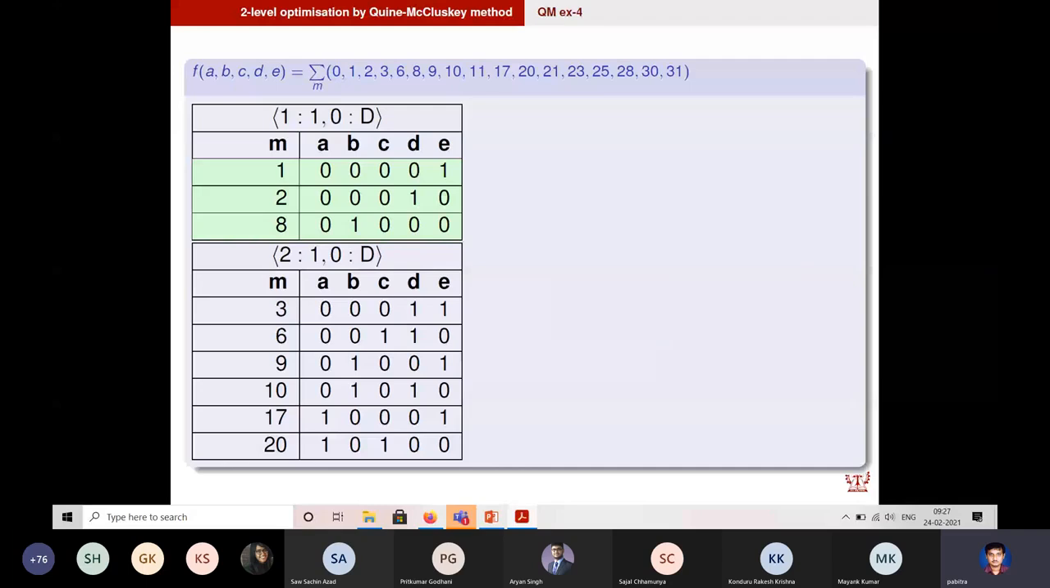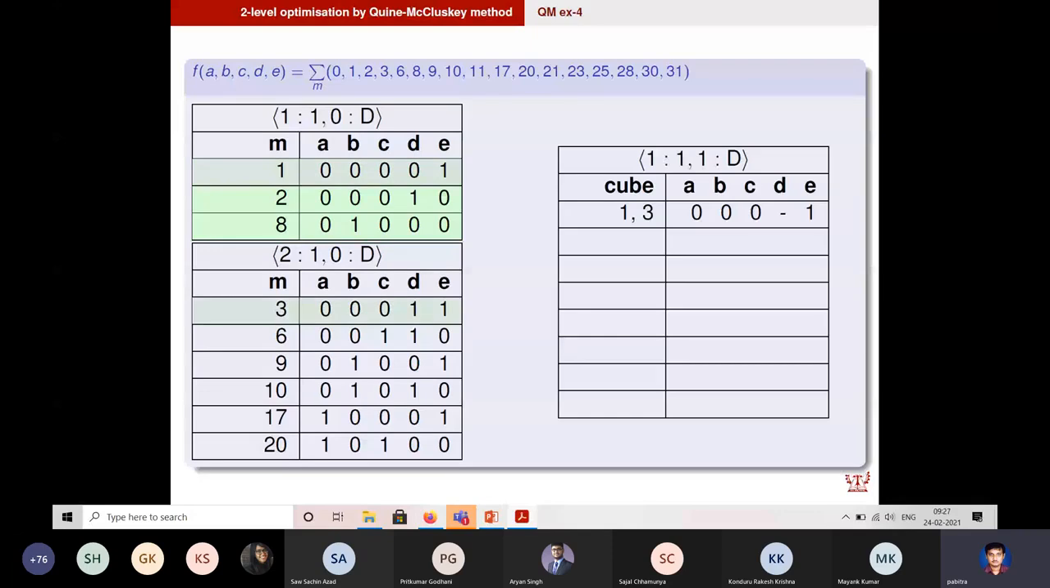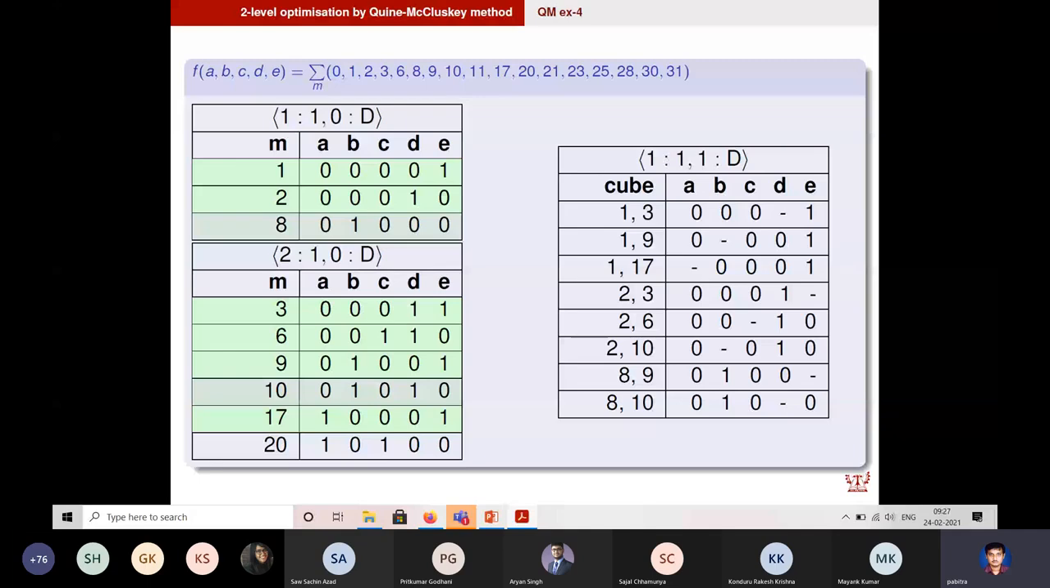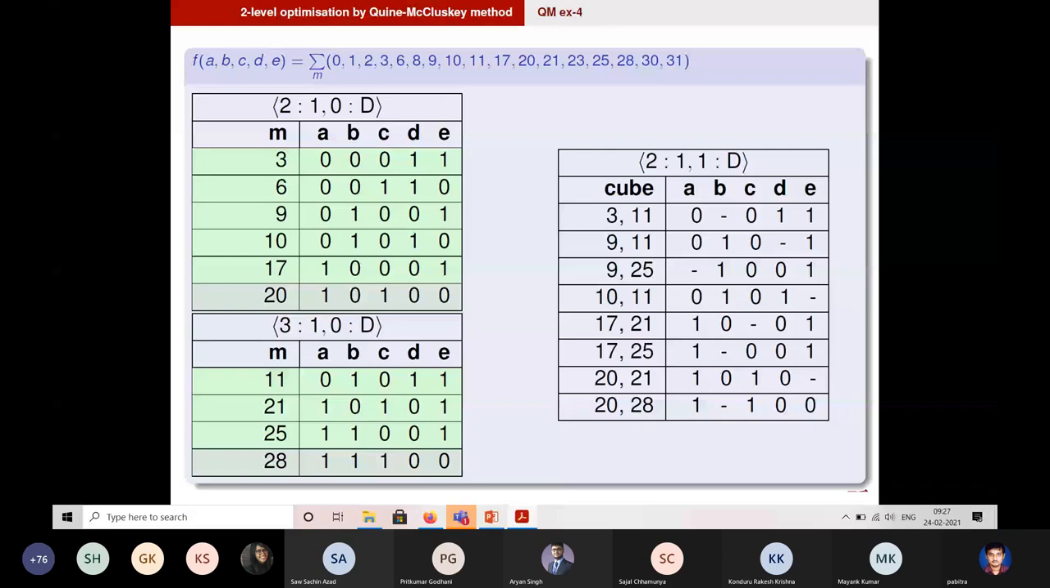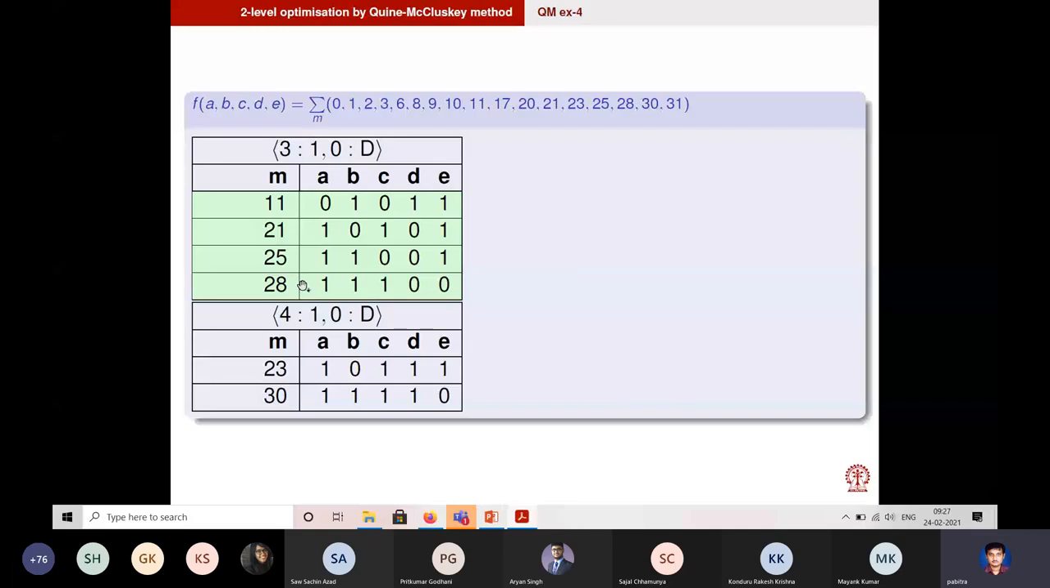Again, I'm not speaking them out. So 2 with 3, I get these cubes. There is nothing left out, so there will be no prime implicants that I get from this table. Now 3 with 4, these are the two cubes that I've got. Again, there is nothing left out, so there will be no prime implicants of size 5. Similarly, 4 with 5, 23, 31, and 30, 31. These are combined. Again, everything is combined, nothing left out. So these are the second level table with one dash.